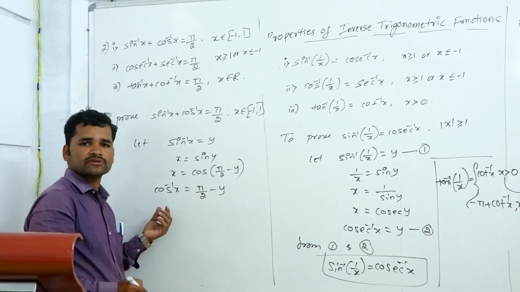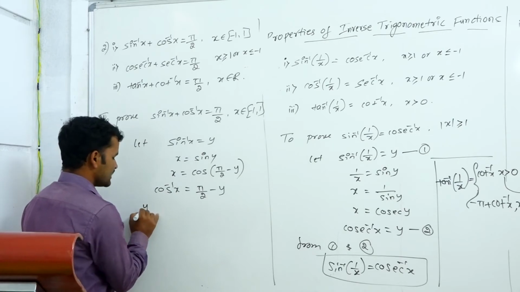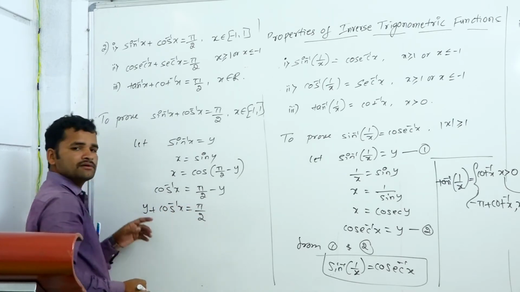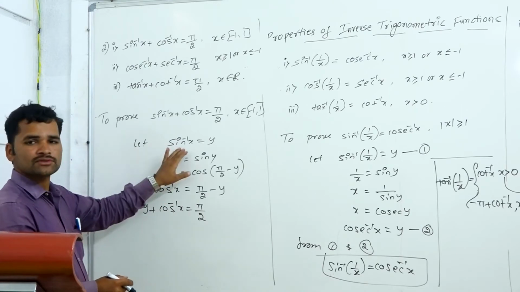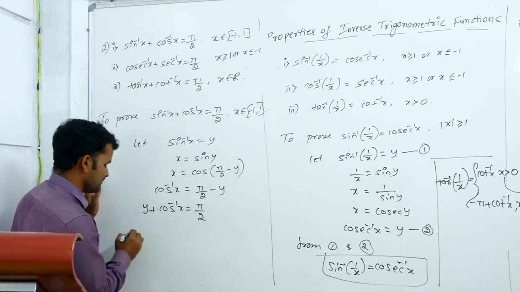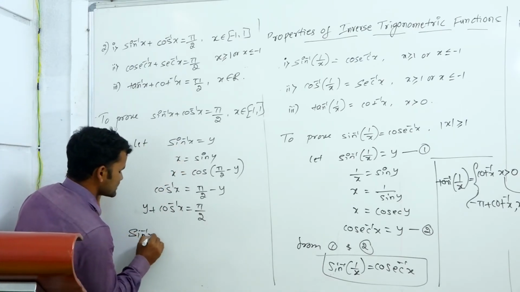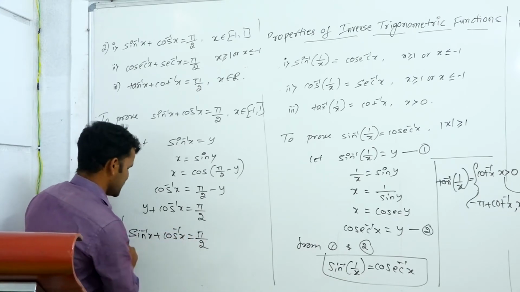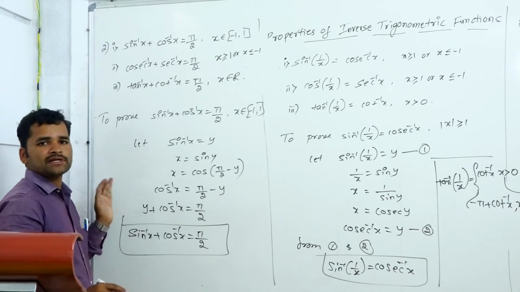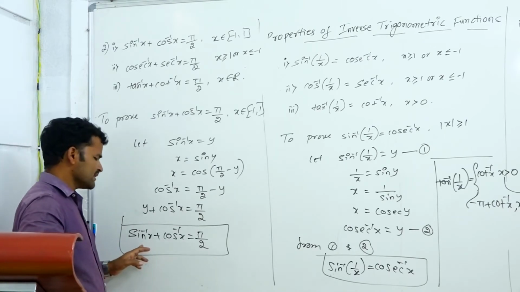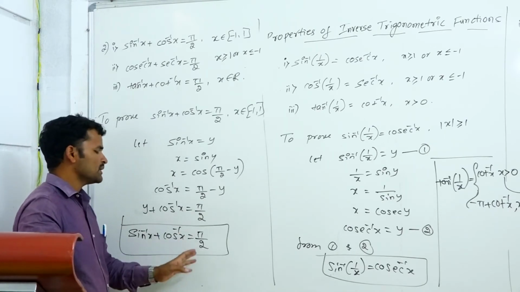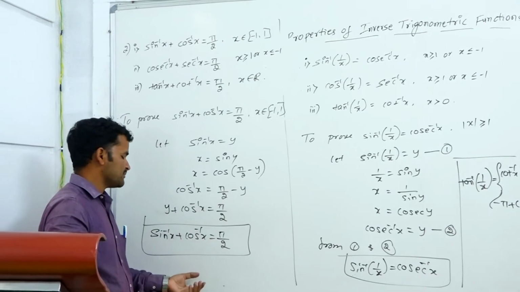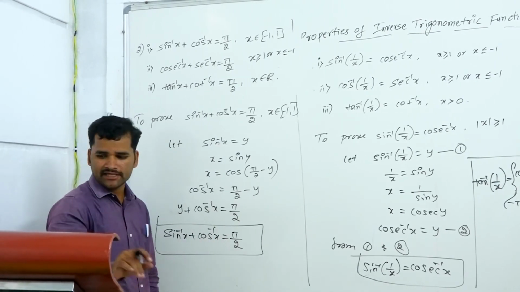Take this minus y to the left hand side. We have y plus cos inverse of x is equal to pi by 2. What is y? Y is already known to us, that is sin inverse of x. We write here sin inverse of x plus cos inverse of x is equal to pi by 2. Important property. You can write it like sin inverse of x is equal to pi by 2 minus cos inverse of x, or cos inverse of x is equal to pi by 2 minus sin inverse of x also.